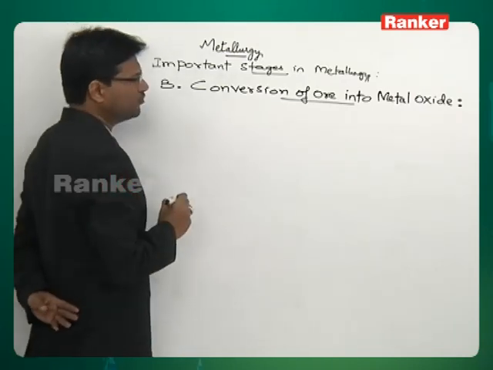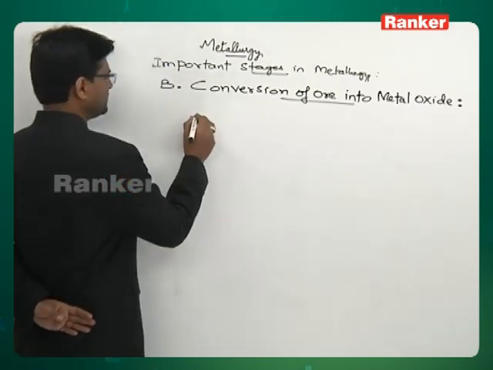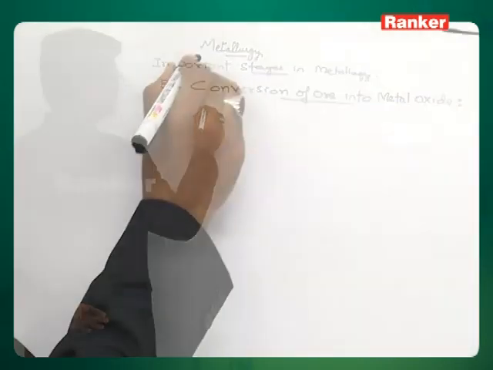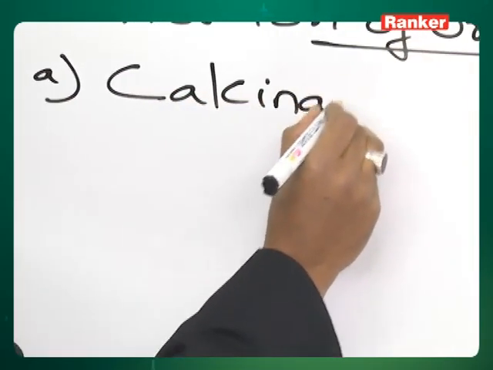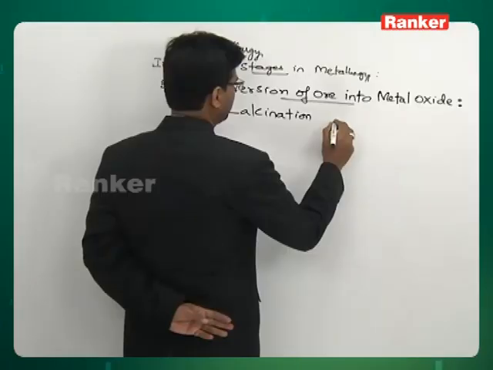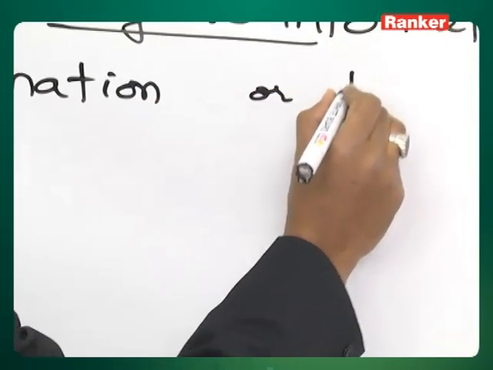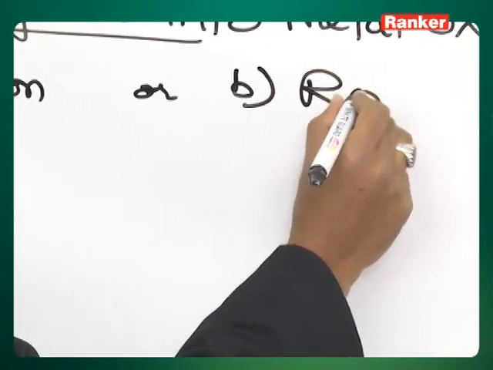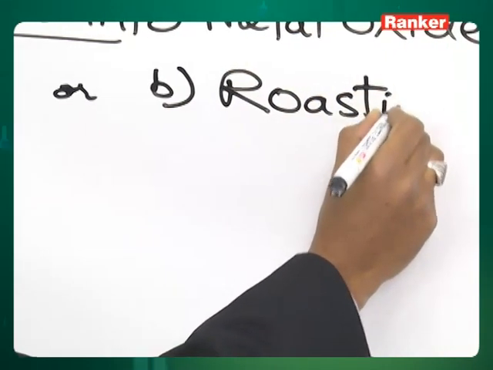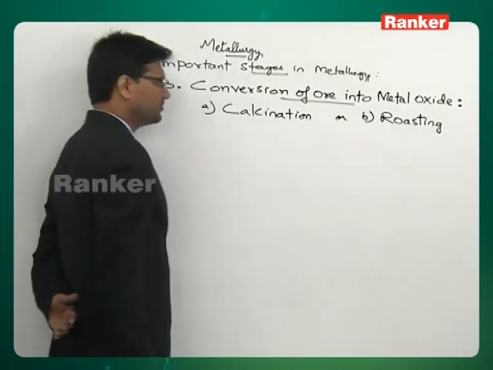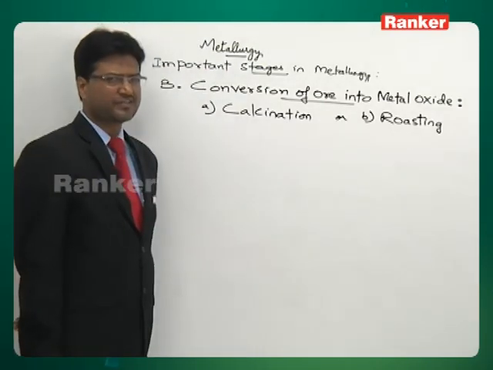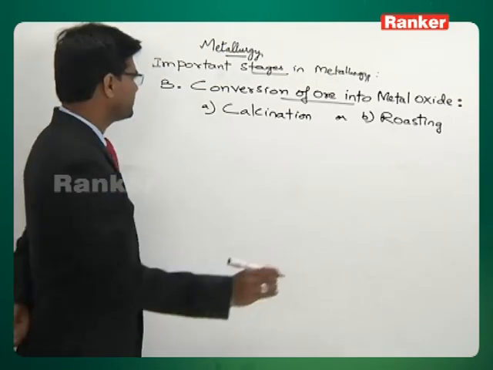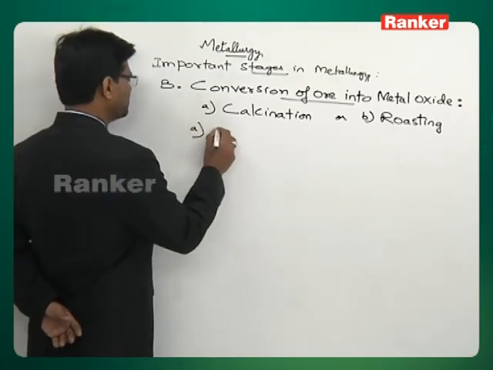Here, there are two ways of achieving this. This can be achieved by either calcination or roasting. It is possible to transform a metallic compound into a metallic oxide by either calcination or roasting. Let's first talk about calcination.